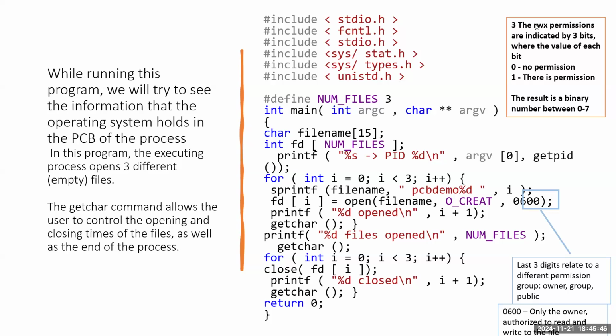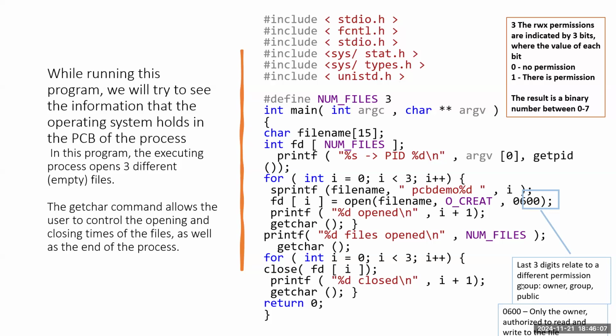If it would be just the first one, it'd be 4. If it would be just the second one, it'd be 2. And just the last one would be 1. And if it would be the last 2, it would be 1 and 2 is 3. So by saying 6, we're saying read write. So by putting this number here, the 6 here indicates that the owner of the file can do read and write, and everybody else can't.